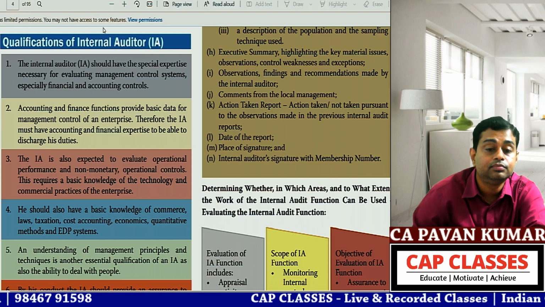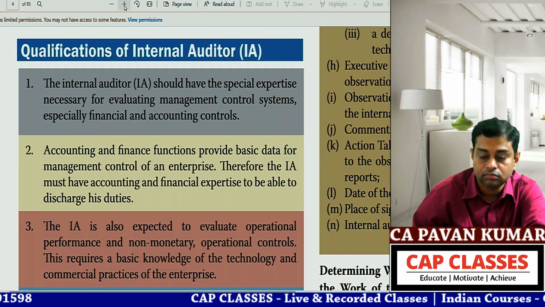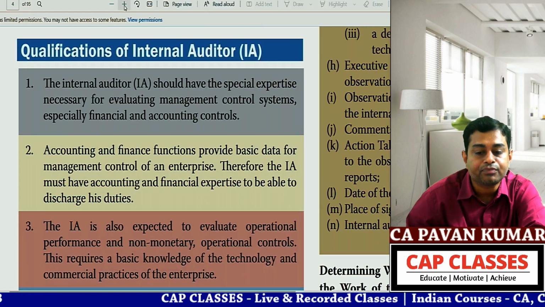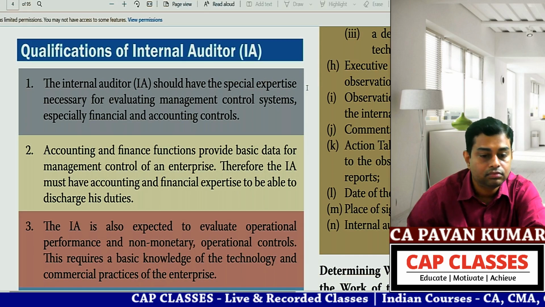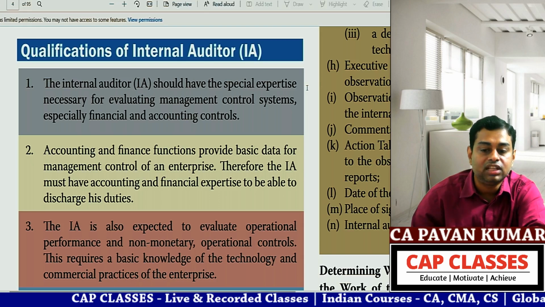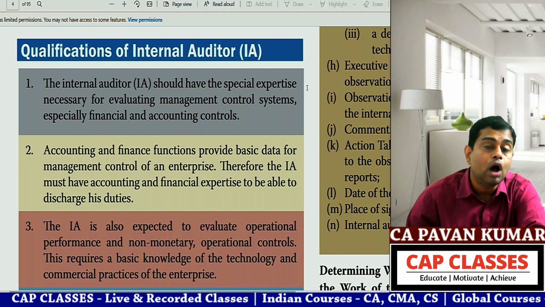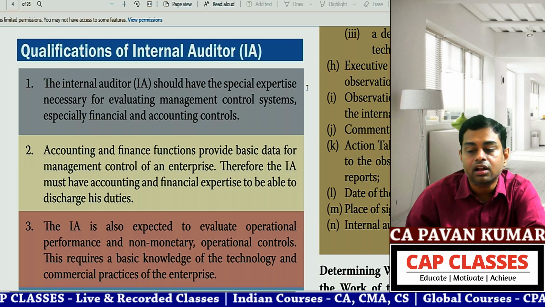Read ma. 1. The internal auditor (IA) should have the special expertise necessary for evaluating management control systems, especially financial and accounting controls. So basically you are meant for that, no? That is your duty, review of controls. So if you do not know how to evaluate controls, you are unfit to be internal auditor. Next.